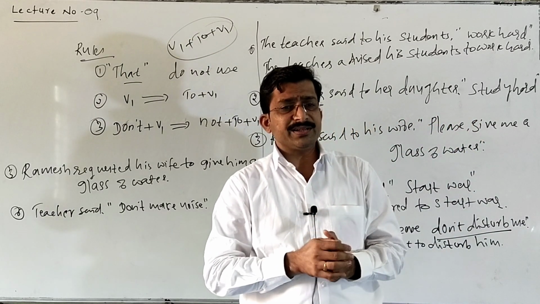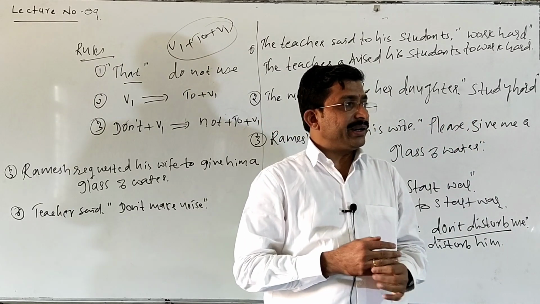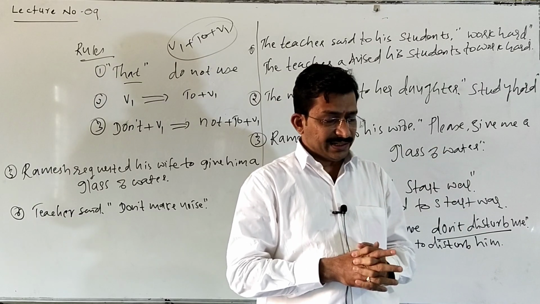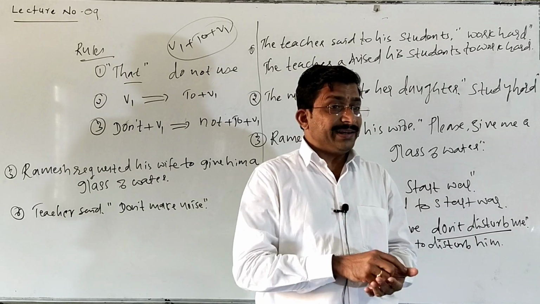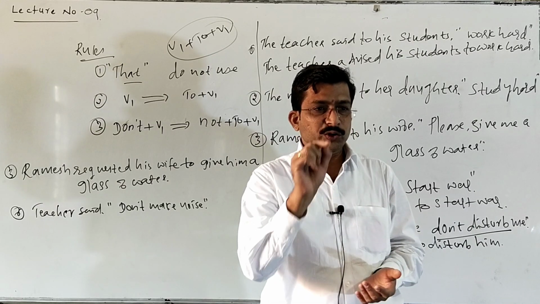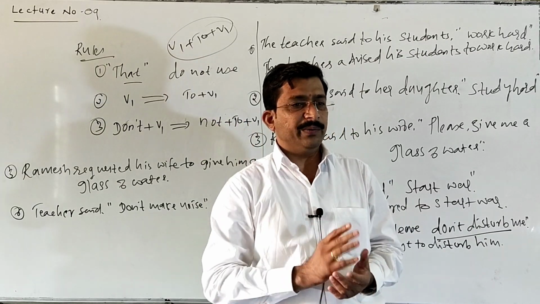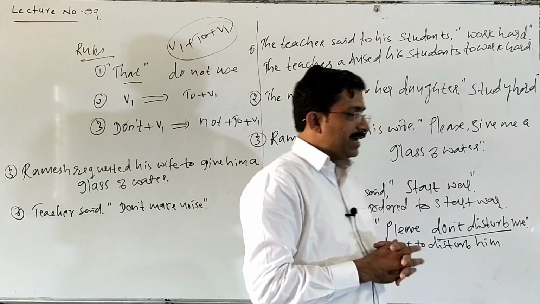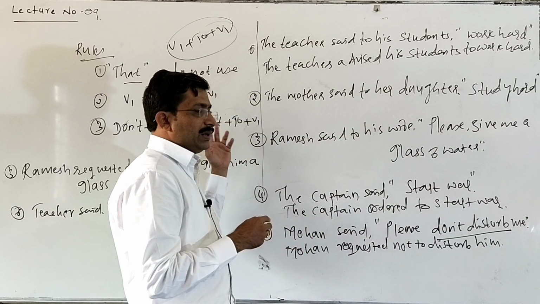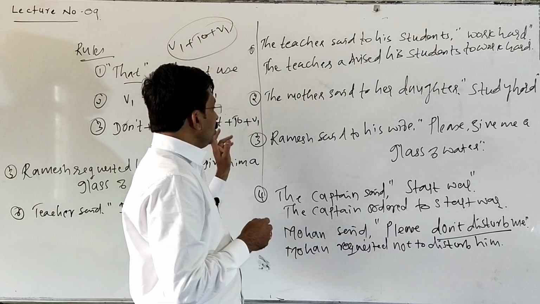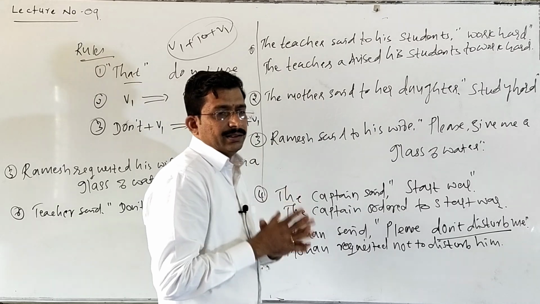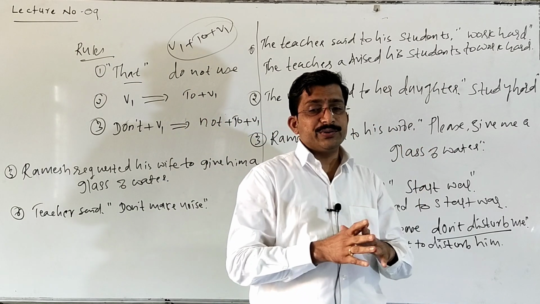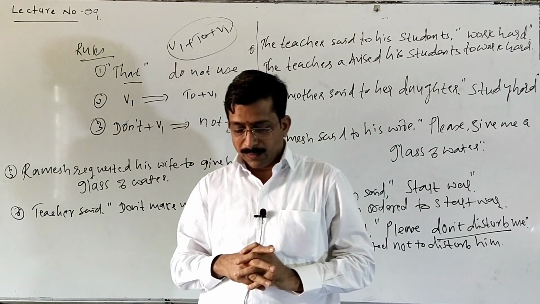And imperatives, while changing imperatives, which is the easiest one, we should change the finite into the infinitive. V1 should be changed into to plus V1. If it is a negative statement, that is don't plus V1, then not to plus V1. Then later we should not use that here. This is about imperatives and interrogatives.